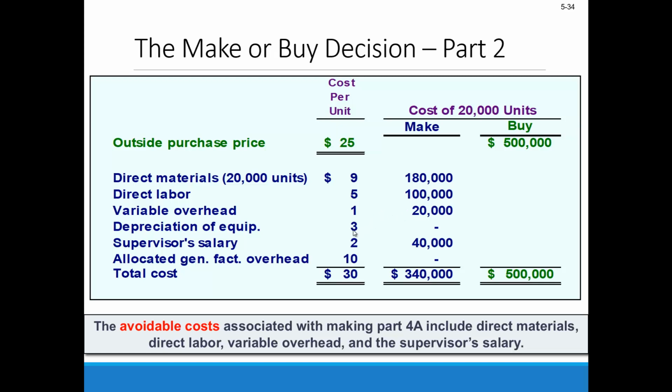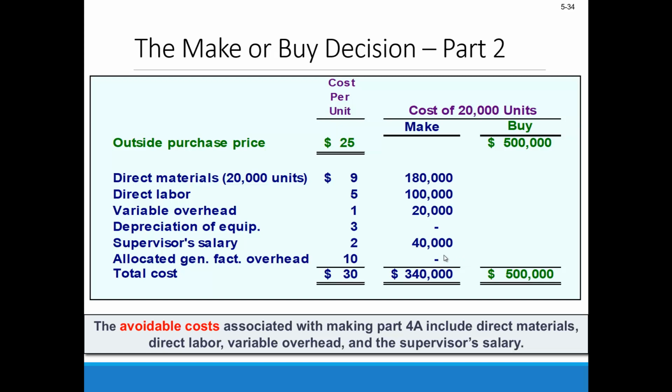The depreciation of that specialized equipment, though, that's a sunk cost essentially. We're not getting rid of that in either scenario, so we can either include it in both sides or we can just leave it out entirely. This isn't saying it's going away if we make it, it's saying it's no different whether we make or buy, just to be clear there. Supervisor's salary, that remains at $40,000 if we make it. If we buy it, though, that all goes away, of course. And then that allocated general factory overhead, similar to the depreciation. That's incurred regardless. It's just going to be dumped on somebody else. So we could either include it on both sides or we could leave it out entirely.